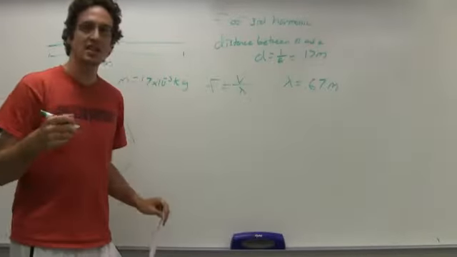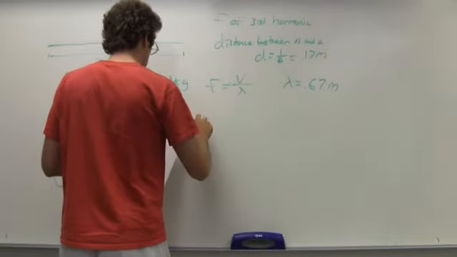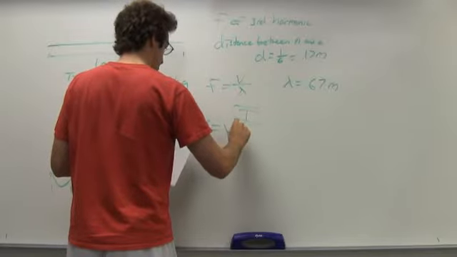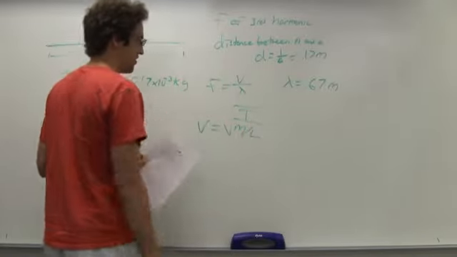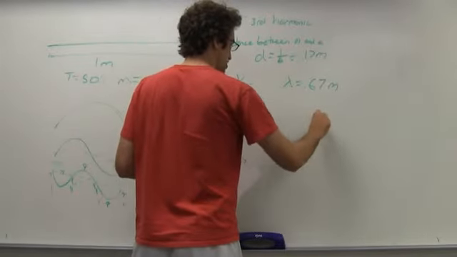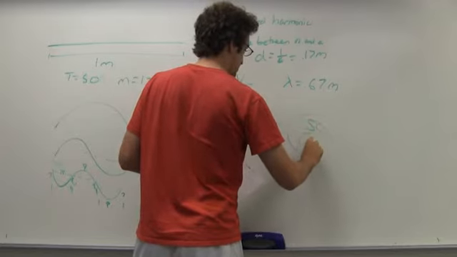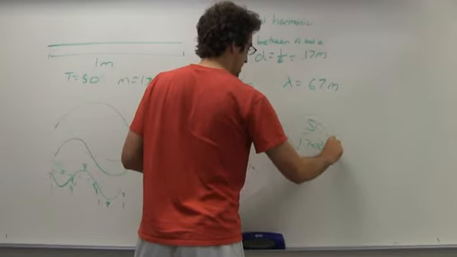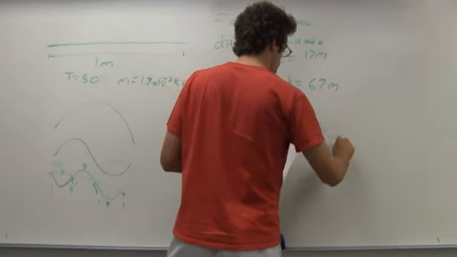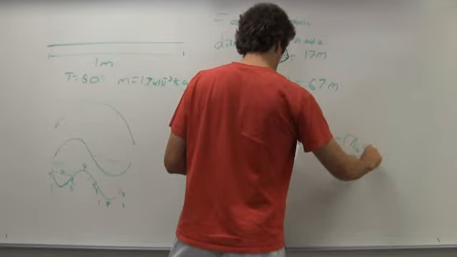Now for velocity, the speed of a wave on a string is pretty easy to calculate. It's straightforward: the square root of tension over mass per unit length. Fortunately we have all of those values. We know that the tension is 50. We know the mass is 1.7 times 10 to the -3rd. And we know the length is 1. So the velocity should come out to be 171.5.